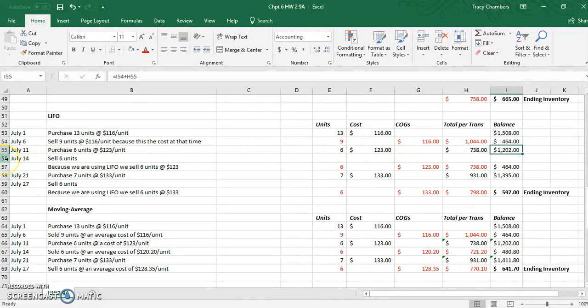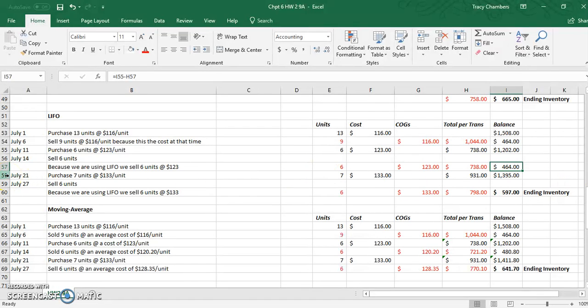On July 14th, we sell 6 units. Because we're using LIFO, we sell 6 units at $123, because we sell the last items we purchased first. So we're selling these 6 items that we purchased right here. So 6 items at $123. $738 is the total transaction, which we deduct from our balance, which leaves us $464.